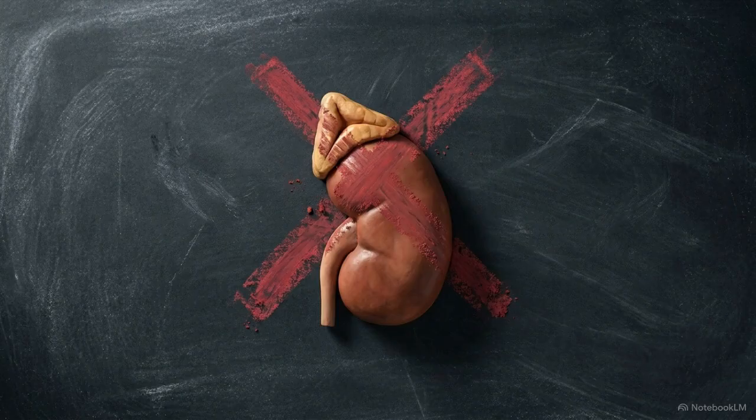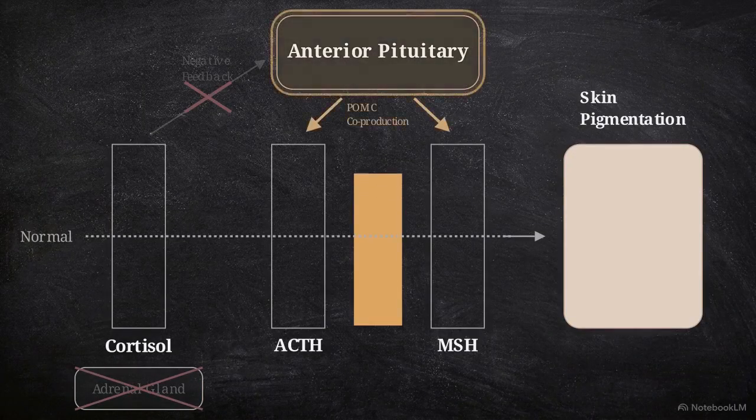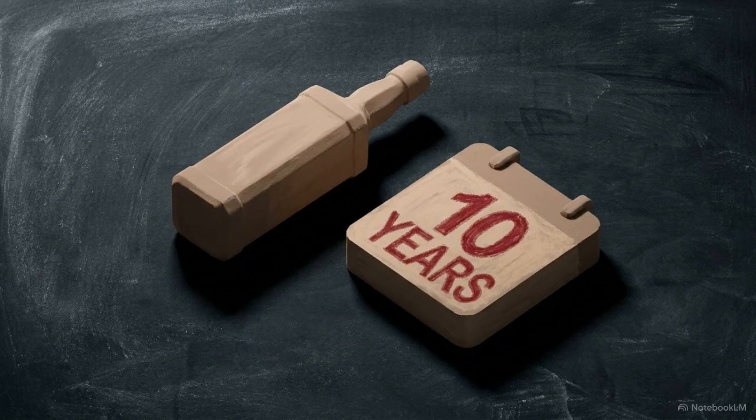The hyperpigmentation is a direct result of primary adrenal insufficiency. As cortisol levels drop, the anterior pituitary overproduces ACTH and melanocyte-stimulating hormone, darkening the skin. Social history defines the next branch.